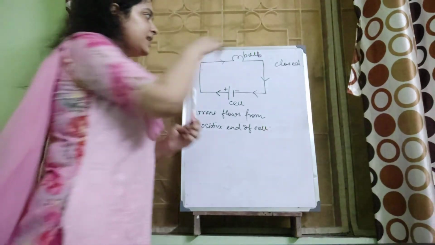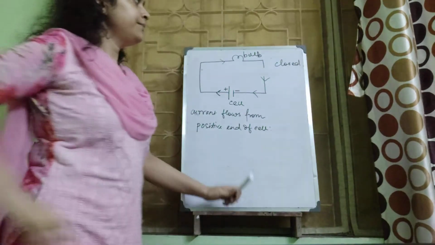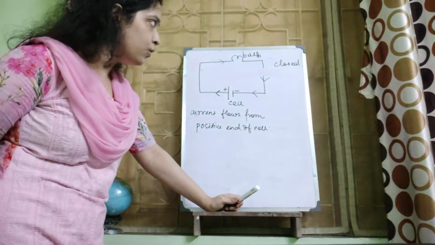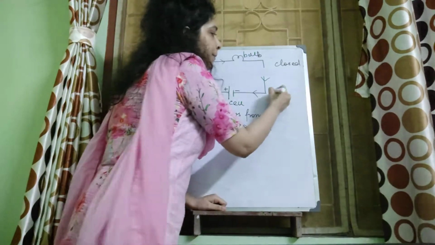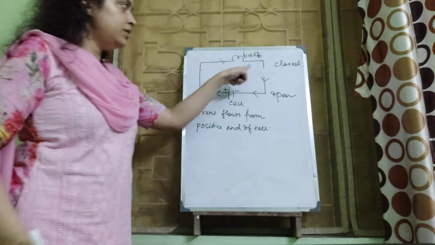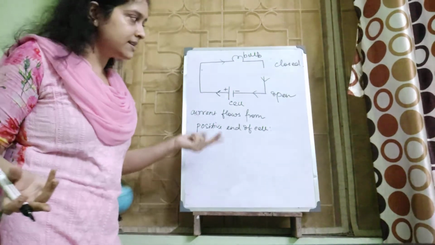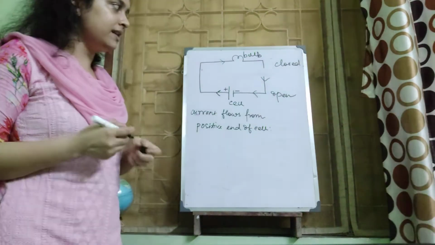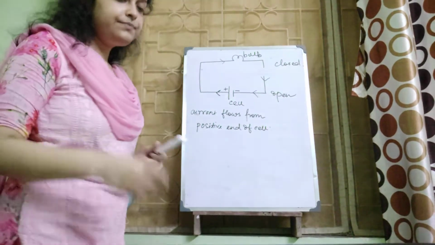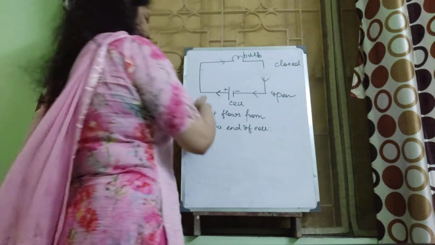Now, if I just cut the wire here, will the bulb glow? No. What will it become then? Open circuit now. Current cannot flow through an open circuit. Current cannot flow through an incomplete path. Right? Okay, again.